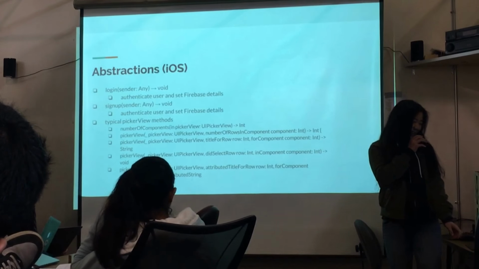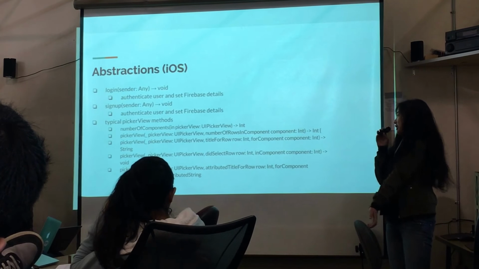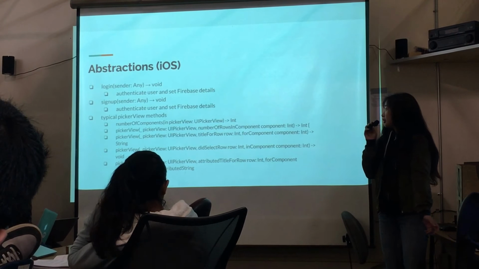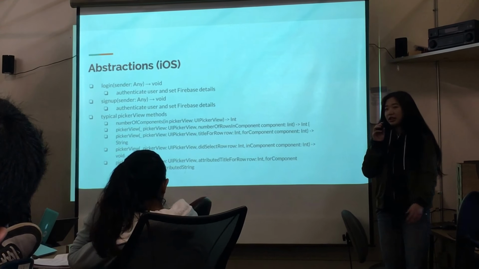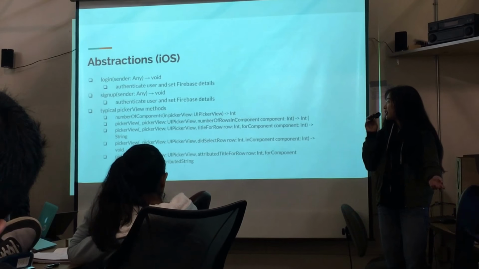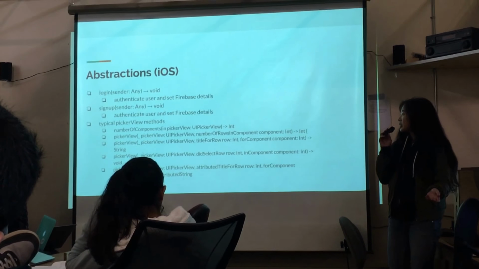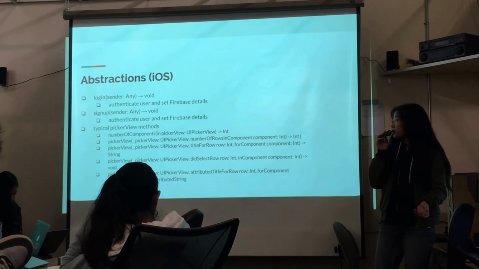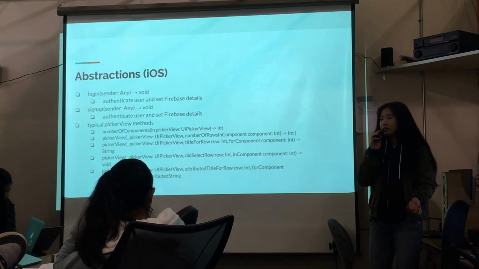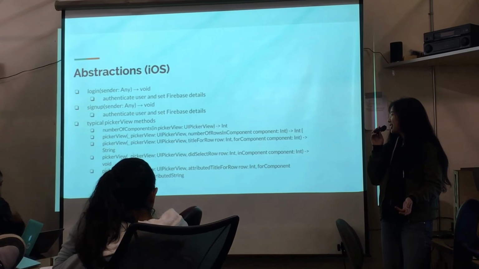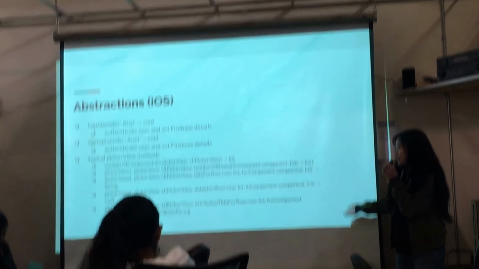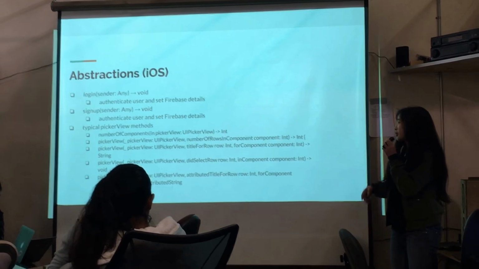So I also have some abstractions. This is for my iOS app. The login method, once you click a button, will authenticate the user with the username and password, and the sign up button does something similar, but logs your preferred language and preferred output method, which would be our speaker. So these are a bunch of methods which are used for the picker view, where you can scroll through to find the language you want.